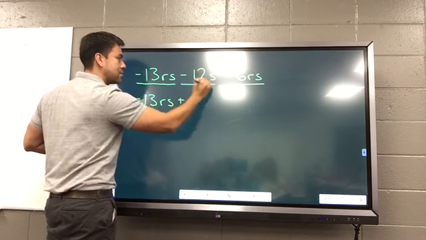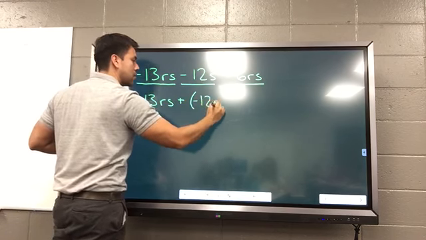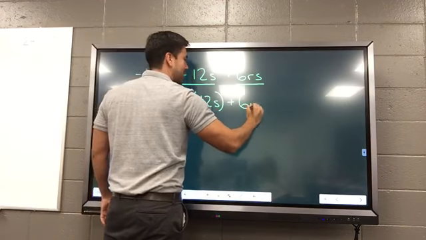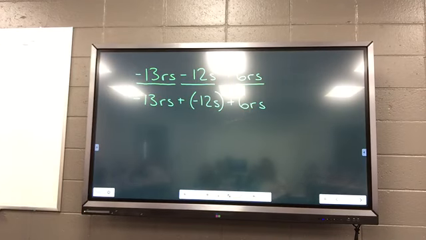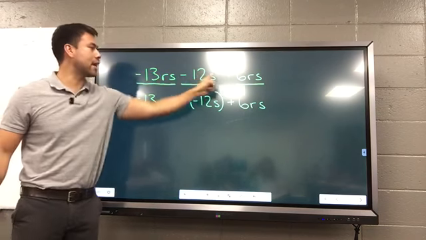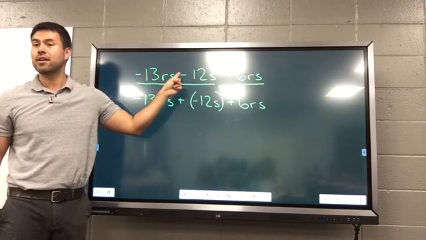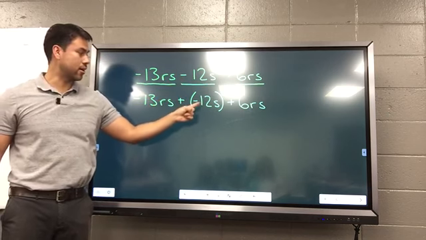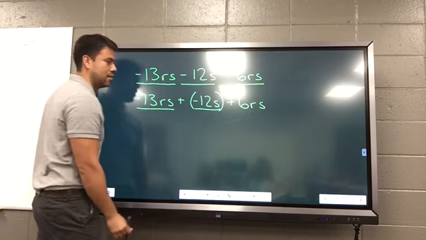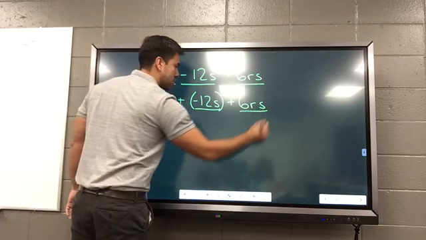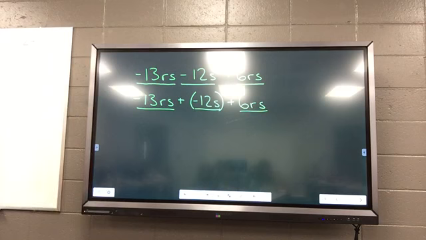What's the opposite of 12S? Do you remember that? What did I say separated terms on that first problem? Plus signs, right? Mr. A, I see the plus sign there, but I don't see it there. Is it there? Yes, it is there. So what's the first term? Negative 13RS. Second term? Negative 12S. And last term? 6RS.